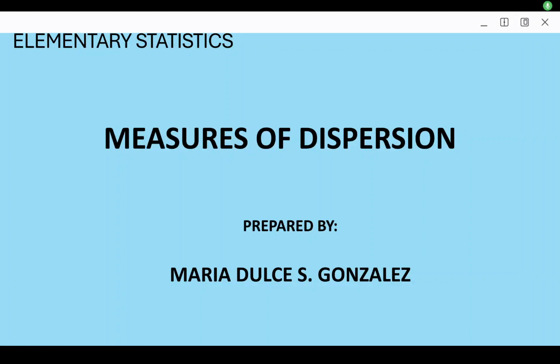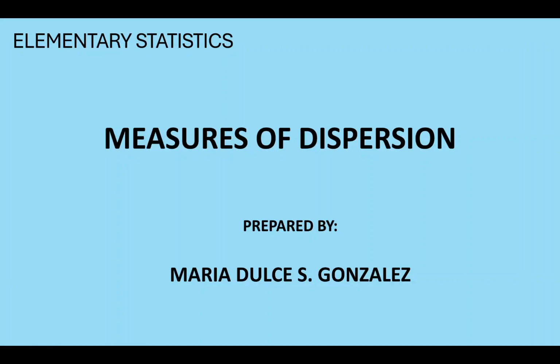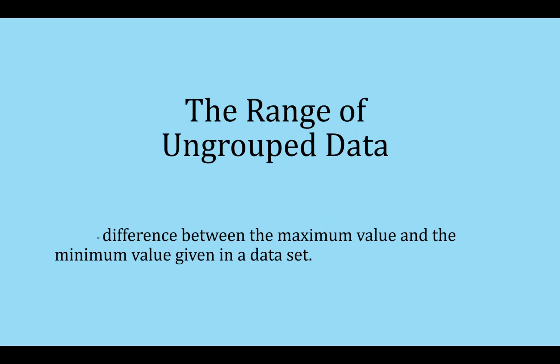Hello, good morning all. For our video this morning, we're going to take up measures of dispersion. We limit only to the three common measures of dispersion, which are the range, the variance, and the standard deviation. So we start off with the range. By the way, our presentation here will be divided into ungrouped data and grouped data. First, we have the range of ungrouped data.